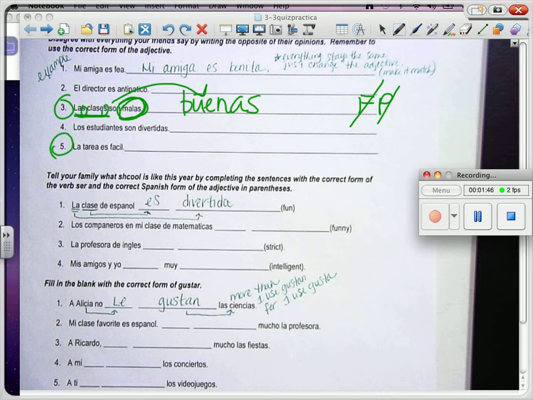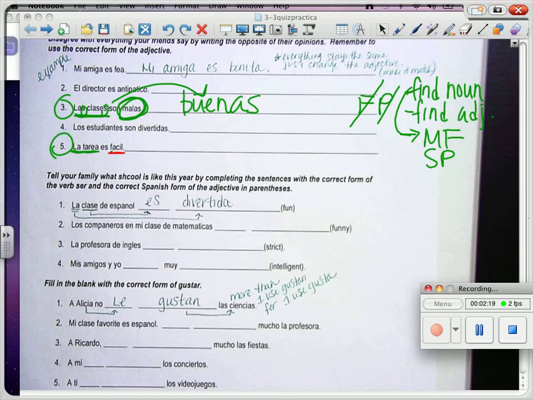Let me do one more. Let's do la tarea es fácil. La tarea. So first thing we want to do is find the noun. So here's my noun. And then I want to find the adjective. Here's the adjective. All right, so now after I've done that, I want to identify if my noun is masculine, feminine, singular, plural. Okay? And look at my noun. Do I even need to look at the noun? Do I even need to know what these words mean, squinkles? No, I do not need to know what these words mean. I can look right here at the article.